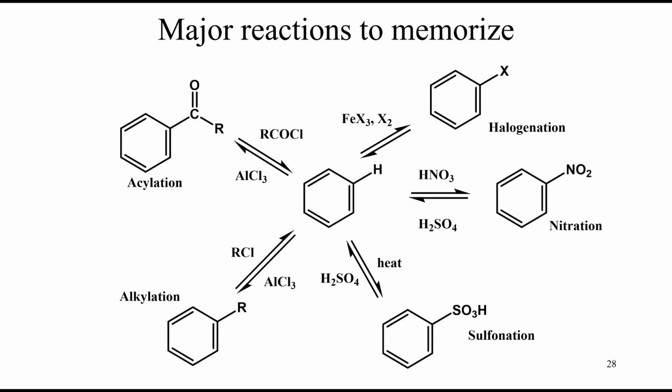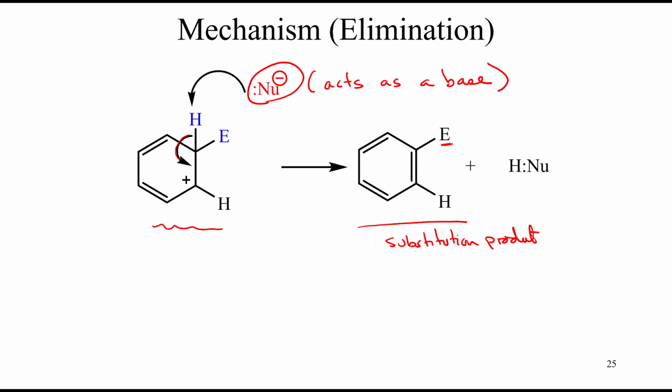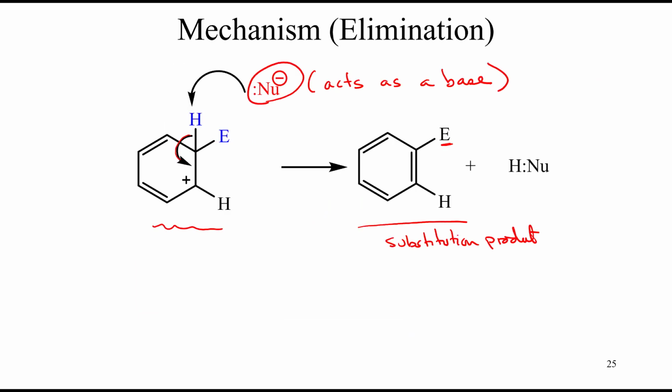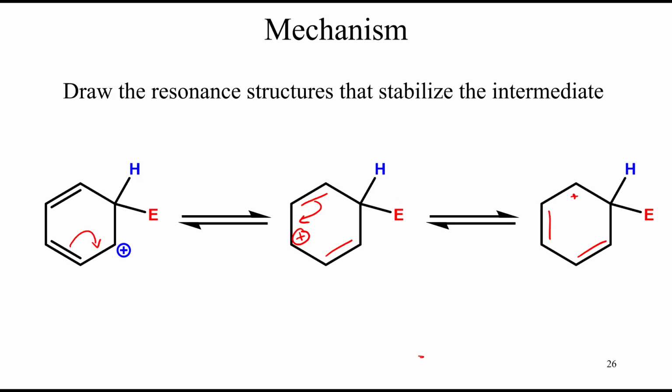Now, there are a number of different reactions that I want you to memorize, but I don't necessarily want you to memorize all the mechanisms. So there's major reactions you need to memorize, but you don't need to memorize all the mechanisms. What I want you to do is memorize this general mechanism for the formation of the intermediate and the elimination to form the substitution product. So it's really a two-step mechanism. It's the electrophilic attack followed by the elimination to form the substitution product.